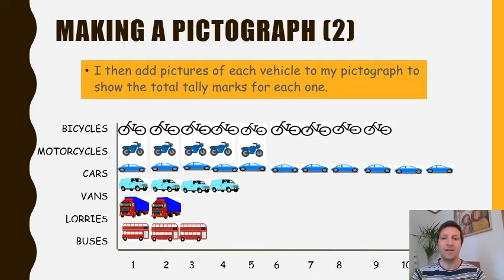The next thing I need to do is add pictures of each vehicle to my pictograph to show the total tally marks for each one. So you'll need to have your tally mark list beside you and check how many of each thing that you've counted and then draw little pictures of each one next to the word.